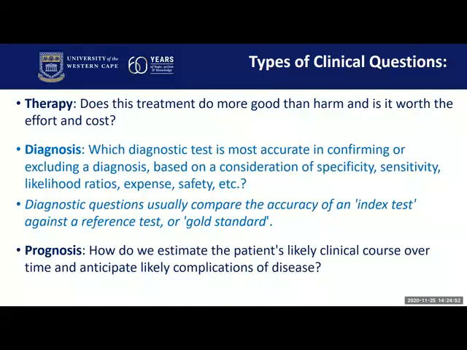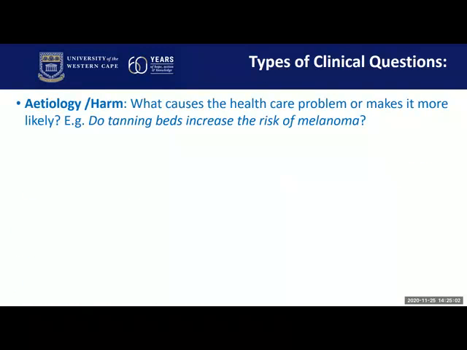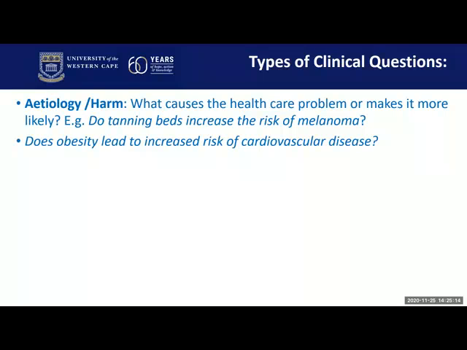Then you have your prognosis questions. How do we estimate the patient's likely course over time and anticipate likely complications of disease? Then we have your etiology questions or the harm questions. What causes a healthcare problem or makes it more likely? For example, do tanning beds increase the risk of melanoma? Then another example would be, does obesity lead to increased risk of cardiovascular disease?